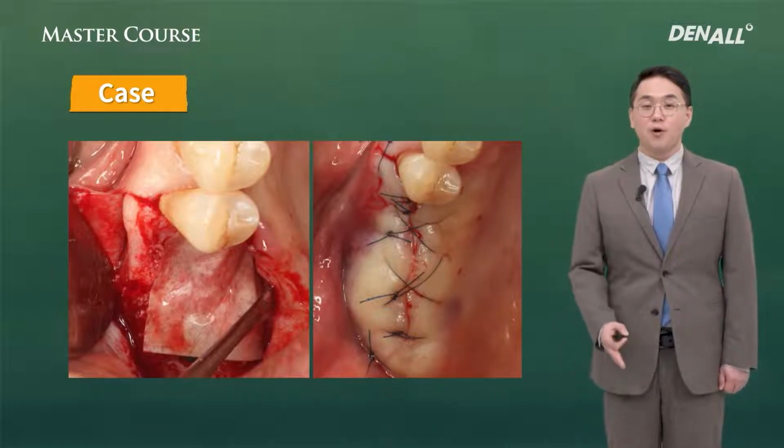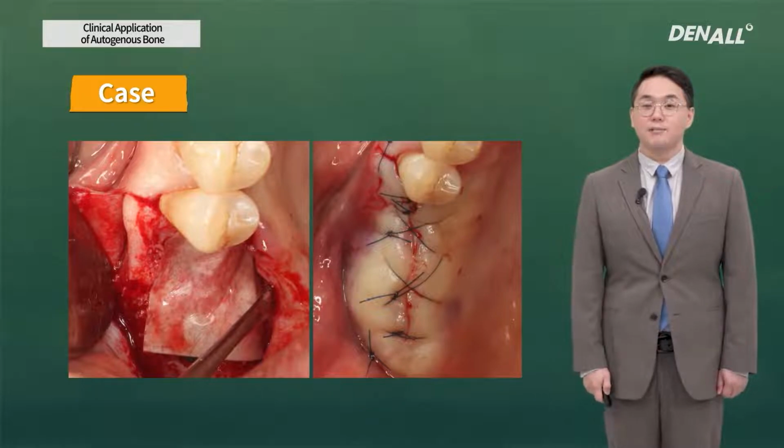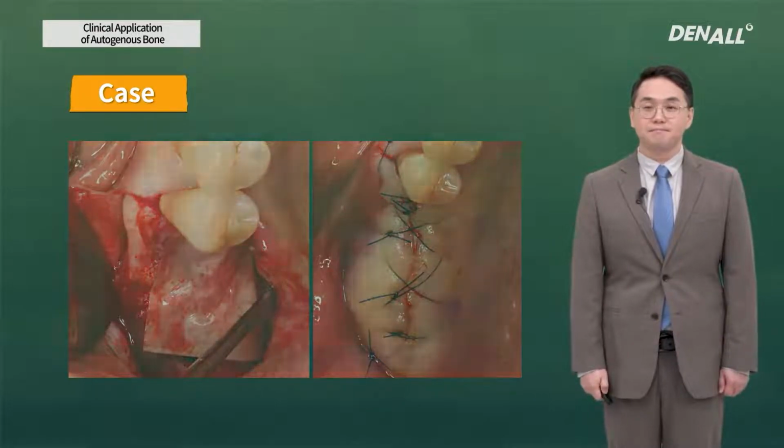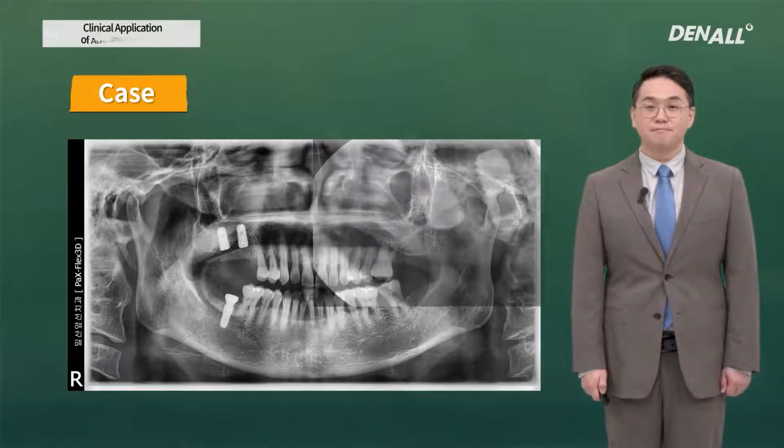As the bulged bone on the buccal side was cut off, the primary closure on the palatal side was easy to do. Panorama after the placement, PA.